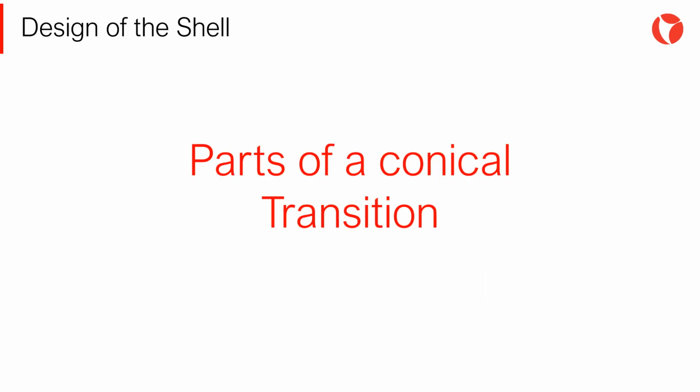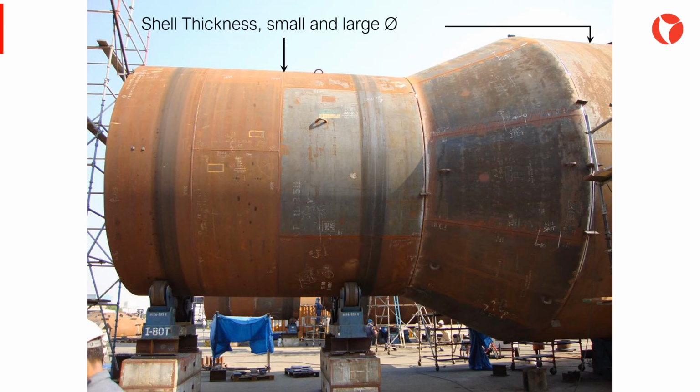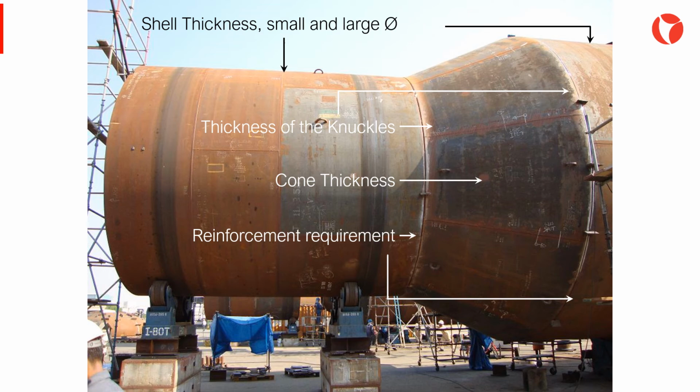The cone itself is just one element of the conical transition. In order to design this part, the following aspects should be taken into account. The shell thicknesses due to internal and external pressure for both large and small diameters. The thickness of the knuckles. These elements are included to avoid overstresses in the area. The cone thickness itself due to internal and external pressure, and reinforcement requirements for the cone to shell joint.